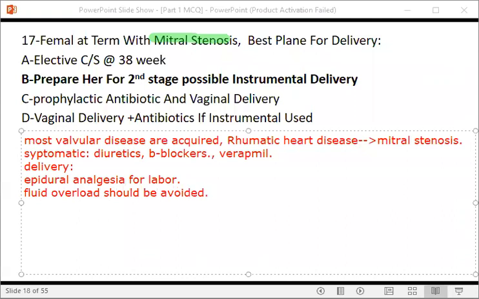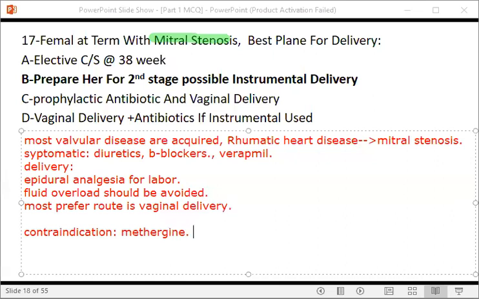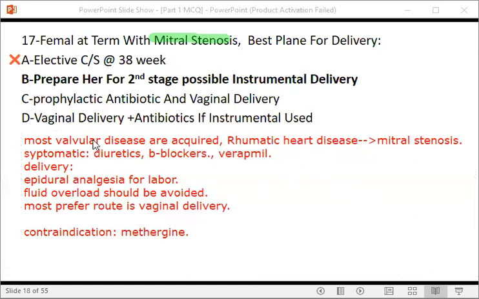Excellent. The preferred route is vaginal delivery. In women with mitral stenosis, what is the contraindication? It is always methotrexate. Even here we have about 5 to 6 MCQs in one MCQ. So your aim here is not elective cesarean section.